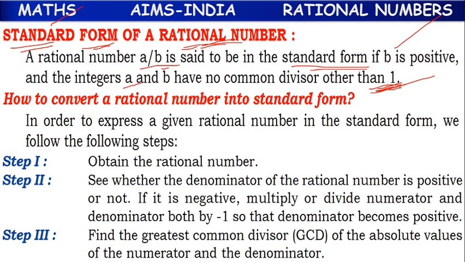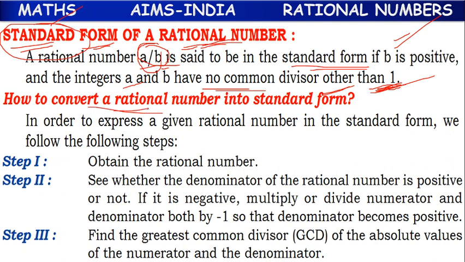If they are in lowest form and the denominator is positive, then we can say that it is in standard form. Here two things we have to keep in mind. A and b, both numerator and denominator, should have no common divisor other than 1, and b is to be positive. If it satisfies both the conditions, then it is in standard form.